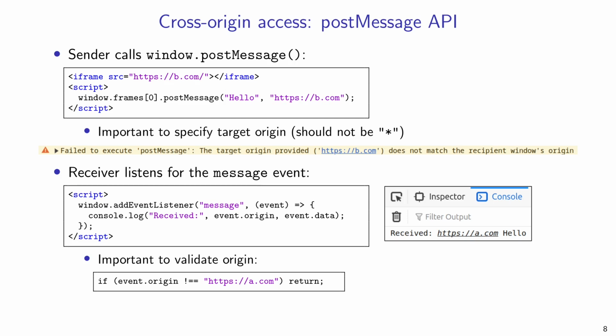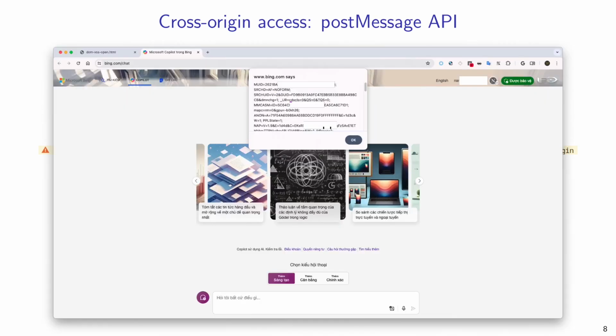If this check is not implemented and the website uses the received data to perform security critical actions, then it can lead to serious security vulnerabilities, as was the case recently with the Microsoft Bing website, which did not verify the origin of received messages.